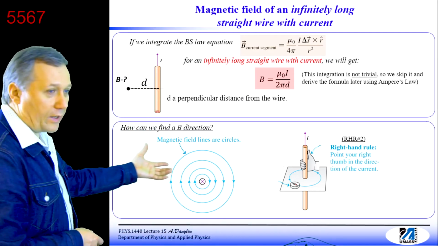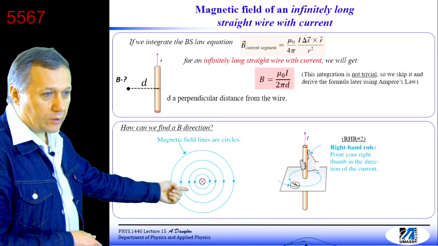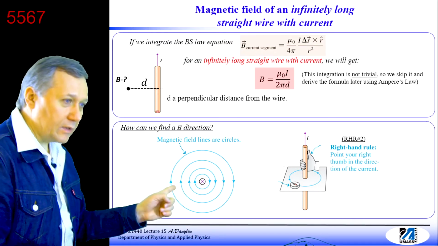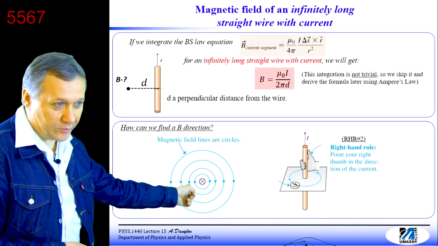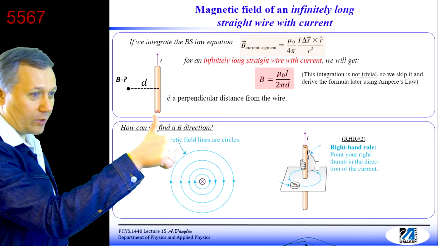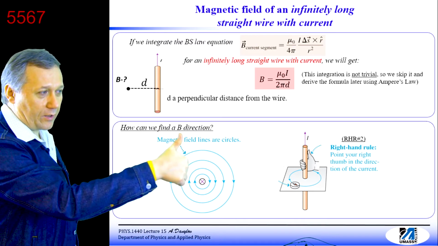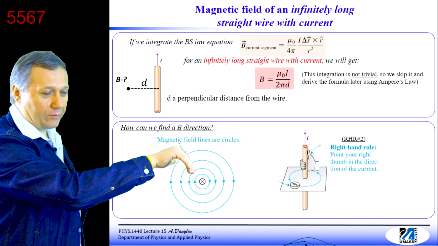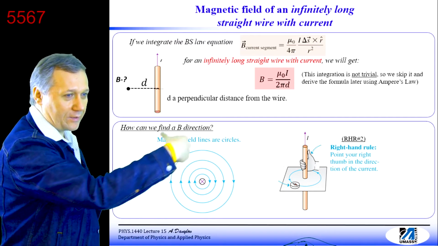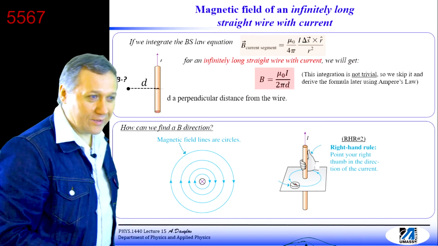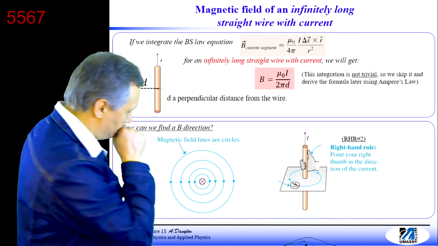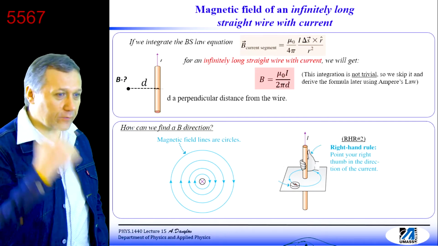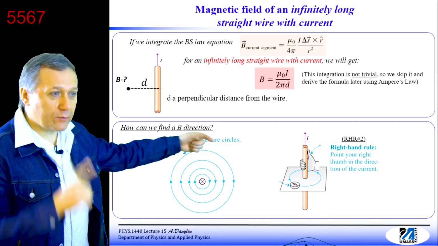So, for example, if you apply this rule for this situation, you see, the current is represented by this cross. Cross means that the current flows into the board, into the screen. So right-hand rule number 2: outstretch your thumb in the direction of the current, like this. And then your curled fingers are going to give you the direction of the magnetic field lines, and we're getting this direction. So what you see on the picture is the clockwise direction.